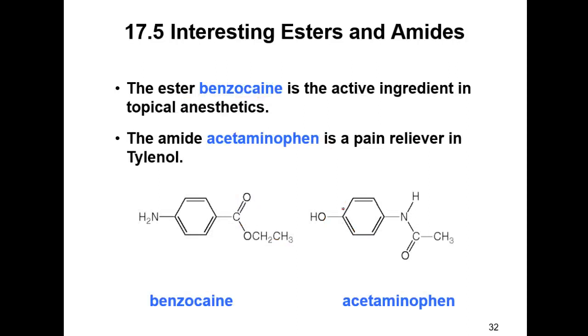So, something interesting. All of the -caines, like benzocaine, is an anesthetic, a topical anesthetic that our dentists use, or you can even get it over the counter if you have pain in your teeth or in your mouth. So here's the structure of benzocaine. You can see that it's an ester and has an amine group. And acetaminophen, or Tylenol, has an amide group. You can see the amide right there.